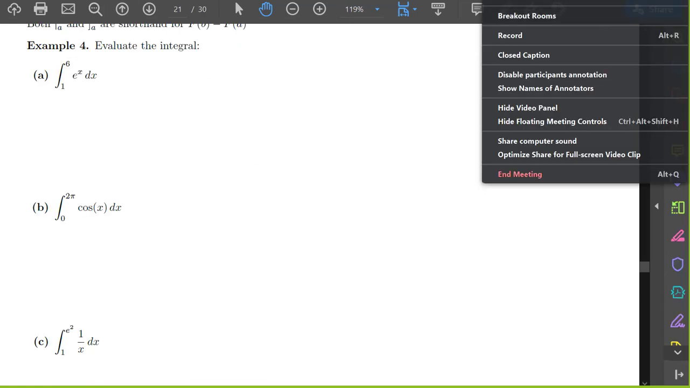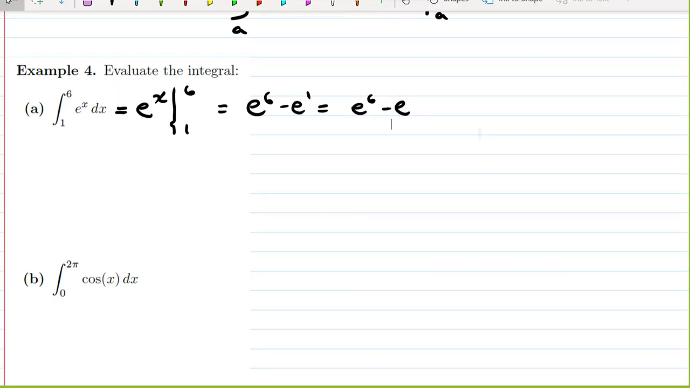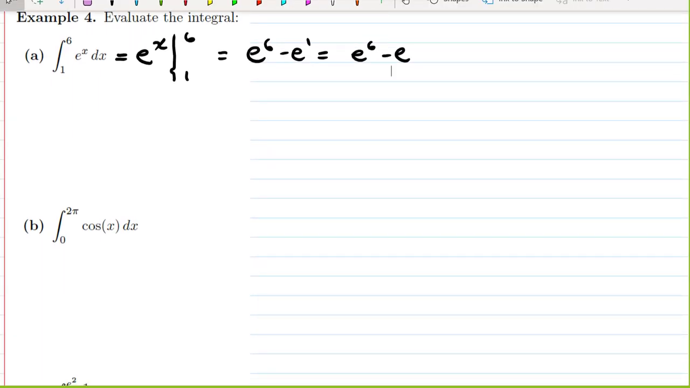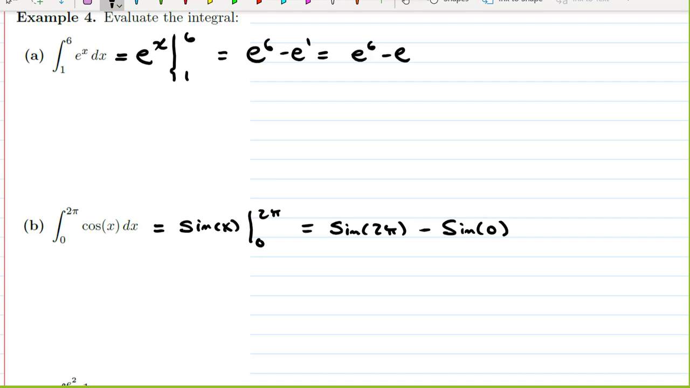All right, so back to our regularly scheduled example. We now have, for b, the integral from 0 to 2 pi of cosine x dx. So the integral of cosine x is sine x, and we evaluate that from 0 to 2 pi. So that's going to be the sine of 2 pi minus the sine of 0, which sine of 2 pi is 0, sine of 0 is 0, and that's 0. So it says that the integral from 0 to 2 pi of cosine x dx is equal to 0.